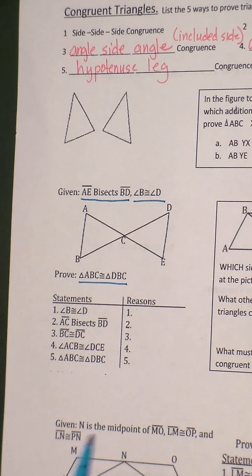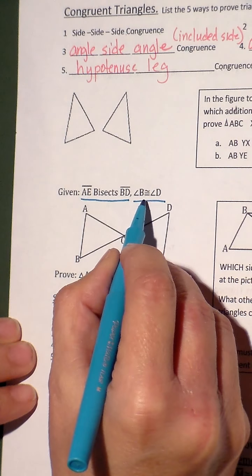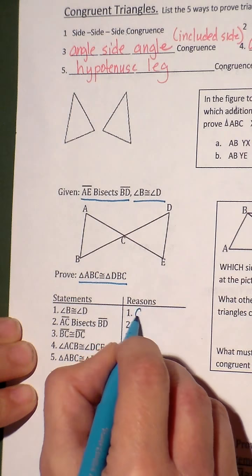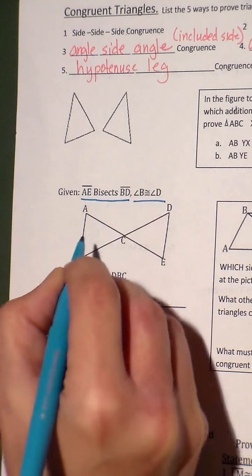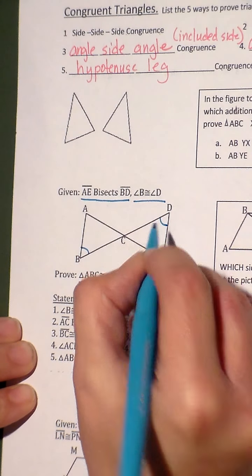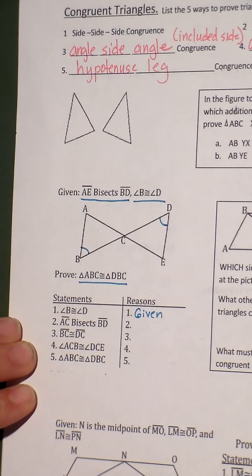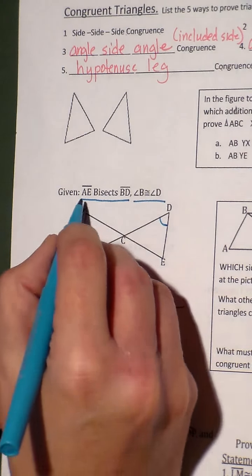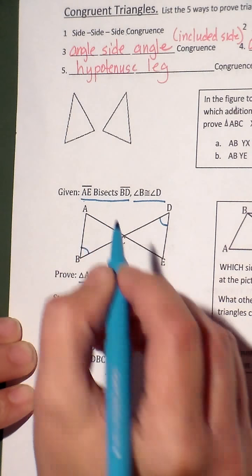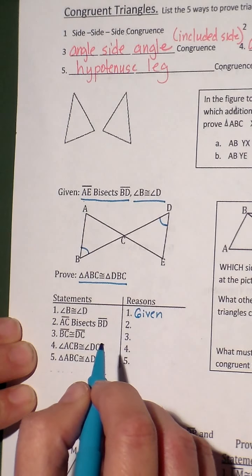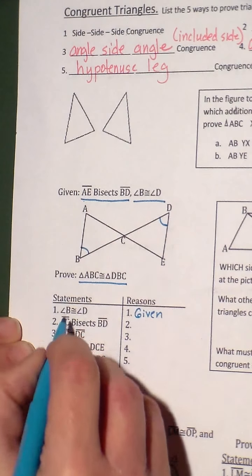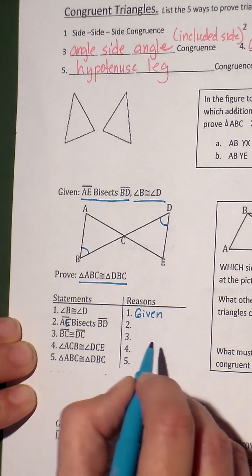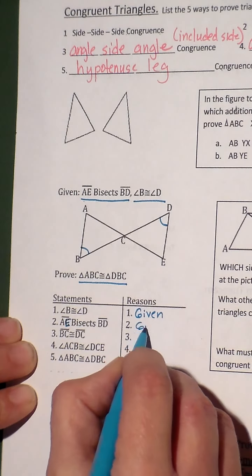So let's mark what we have. What do we know? What are we given? B is congruent to D. And for your proof, that's your given. So I'm going to mark B and D congruent, right? It's given to you. I'm also given that AE bisects BD. And on the paper it should say AE bisects BD. That's also given.